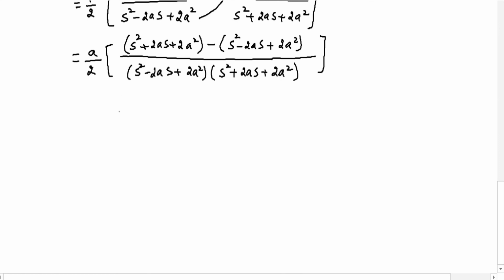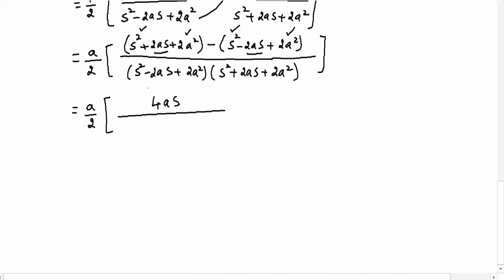So if we try to simplify this expression, it will be equal to a by 2. You can see this a square and a square will cancel out. These two terms will cancel out. This a square and this minus a square will cancel out. And this plus 2a square and this minus 2a square, if you multiply this minus inside, minus 2a square will cancel out. So we will be left with 2as, this particular term, and minus of minus plus 2as. So 2as plus 2as will be 4as. Whole divided by the denominator value.